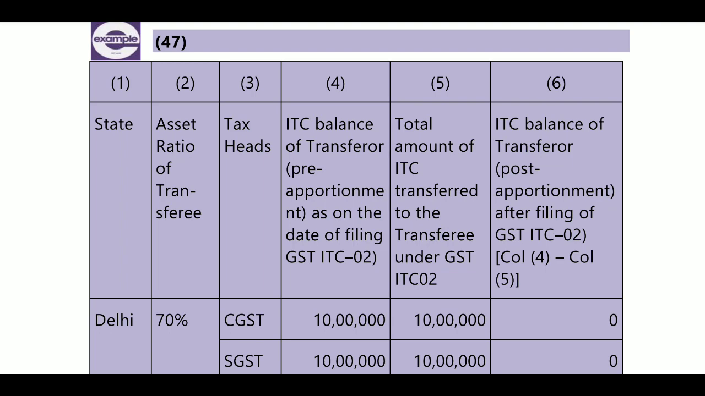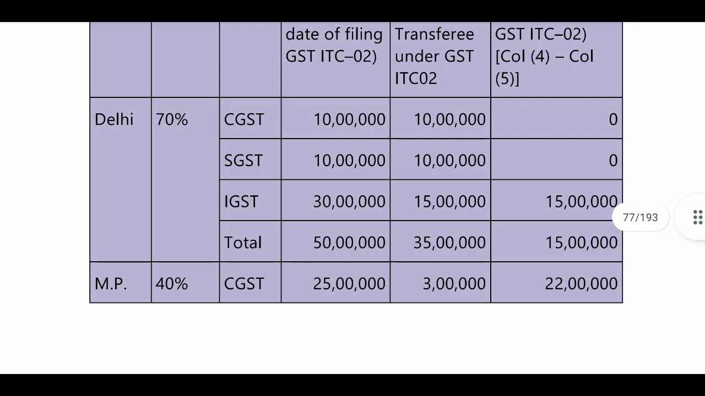That is, in Delhi 70%, MP 40%. Delhi is related to CGST, SGST, IGST, that is 10 lakhs, 30 lakhs, and the total amount of ITC exists. ITC transferred will be 10 lakhs, 30 lakhs, and the total amount of ITC transferred to the transferee. How much are they transferring? 10 lakhs, 15 lakhs. Out of 30 lakhs, only 15 lakhs is being transferred. What remaining ITC balance of the transferor exists? 15 lakhs exists. Okay. Out of 50 lakhs, he is transferring 35 lakhs, and the existing is 50 lakhs.